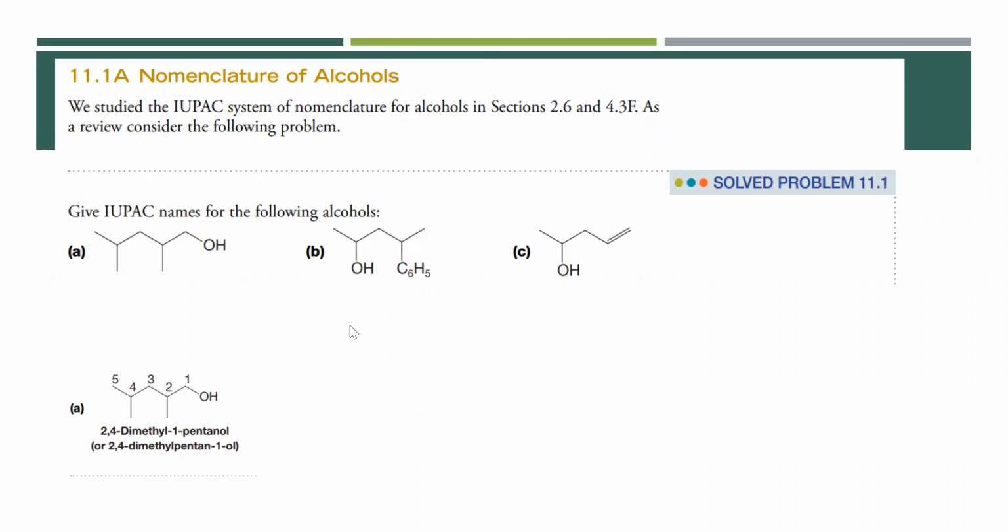What is the name? Anyone who could name letter B? 4-phenyl-2-pentanol. 1, 2, 3, 4. 4-phenyl, 2-pentanol. Pentane, delete the 'e' ending because you have your OH. Once you have your OH, you always end with -ol, pentanol.